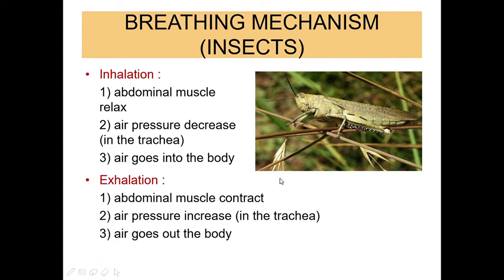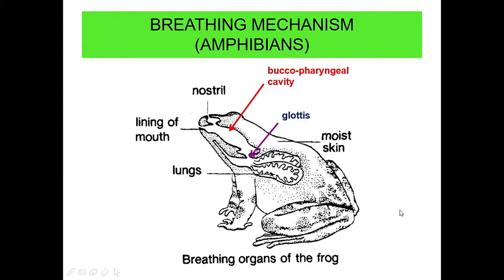The other way around is happening for exhalation. During exhalation, the abdominal muscle will contract. This will increase the air pressure in the trachea, and therefore it will force the air out of the spiracle. Okay, so that's all for the breathing mechanisms of insect.